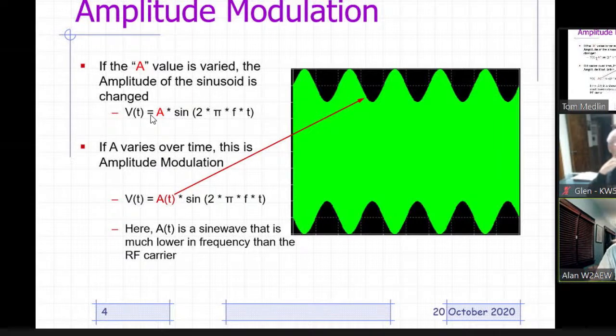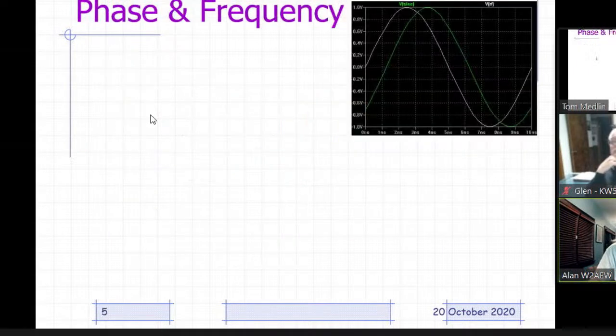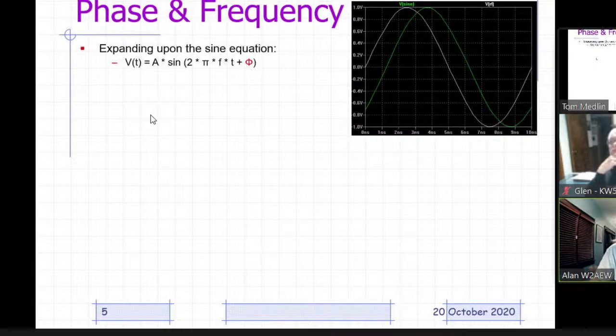So this is all pretty basic stuff. I mean, this is all on the technician test. Everybody would understand this. But let's take it a little bit further. Let's look at phase and frequency of the RF signal.